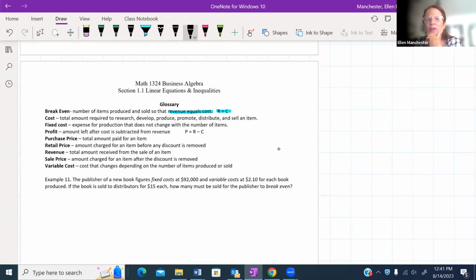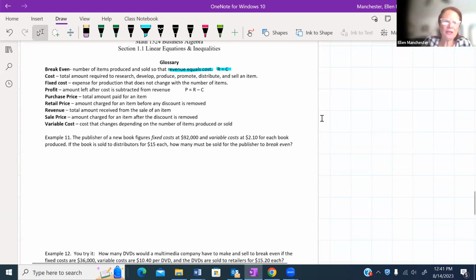And then the purchase price is what you paid for the item. The retail price is the amount charged for an item before any discount. Revenue is the total money coming in, and we'll talk more about this when we all get back together. Sales price is the amount charged for an item after a discount. And the variable cost depends on the number of items, what your costs are. Okay. All right. So here we go.